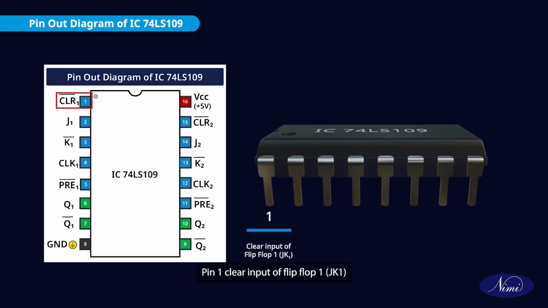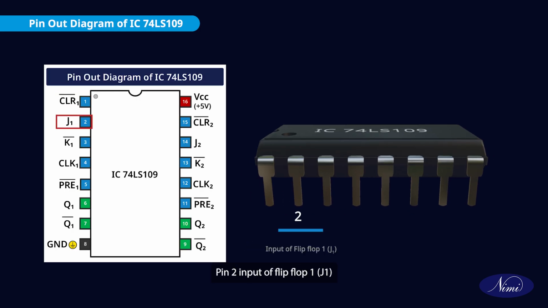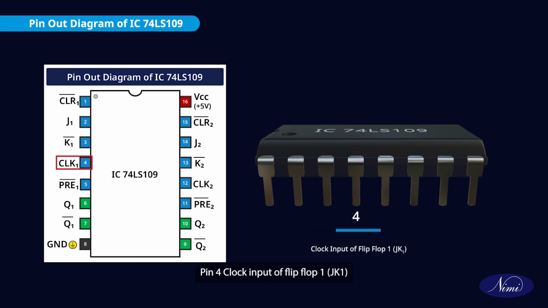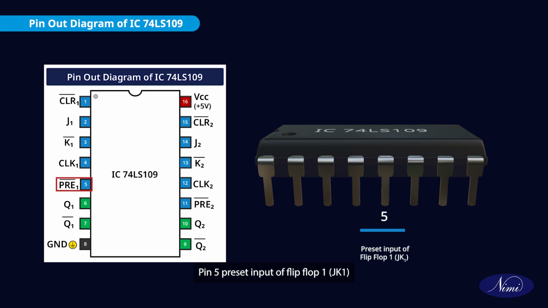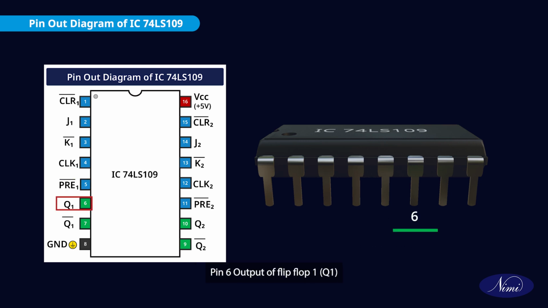Pin 1, clear input of flip-flop 1 JK1. Pin 2, input of flip-flop 1 J1. Pin 3, input of flip-flop 1 K1. Pin 4, clock input of flip-flop 1 JK1. Pin 5, reset input of flip-flop 1 JK1. Pin 6, output of flip-flop 1 Q1.